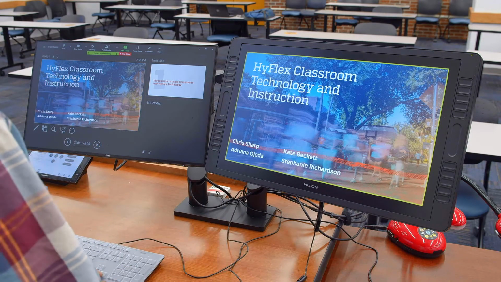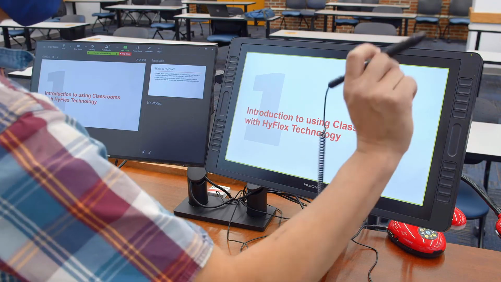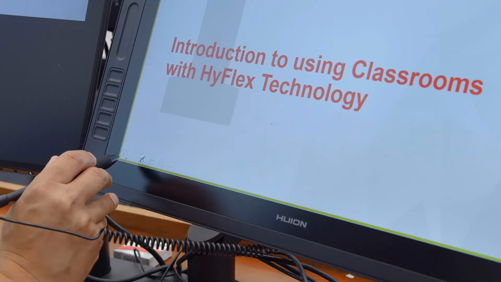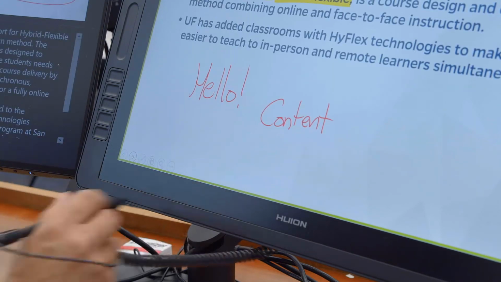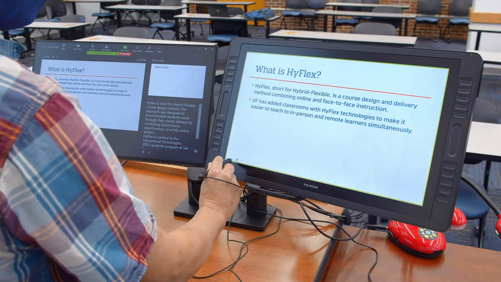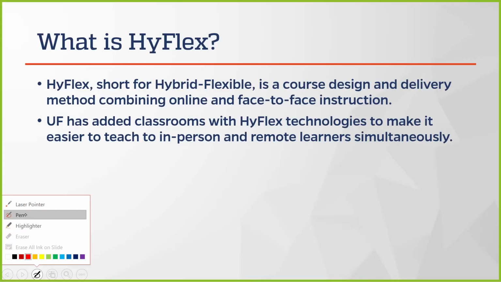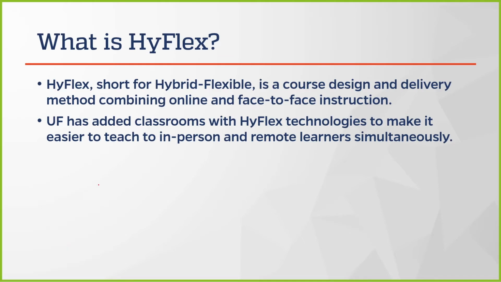I can advance slides using the arrow keys on the keyboard, or by using the attached stylus in order to tap on the screen, using the arrows down here at the bottom. In addition to using the arrows with the stylus, I can select the pins and choose a pin and a color in order to write on the screen.